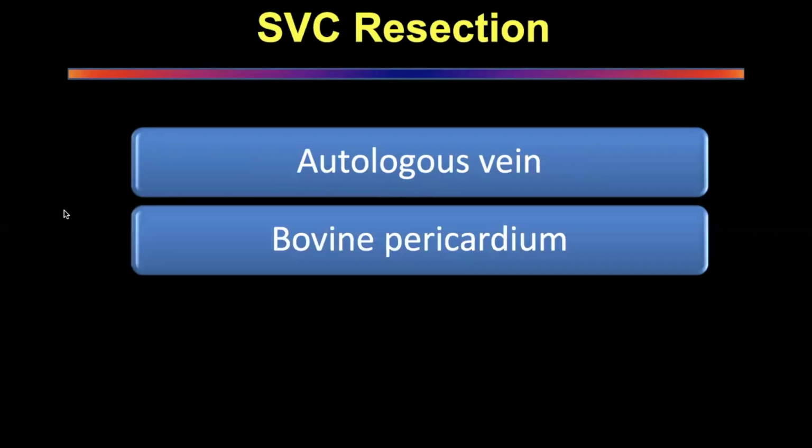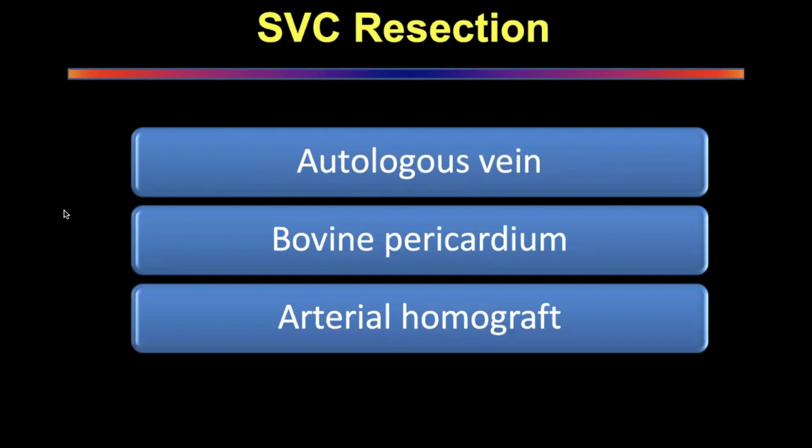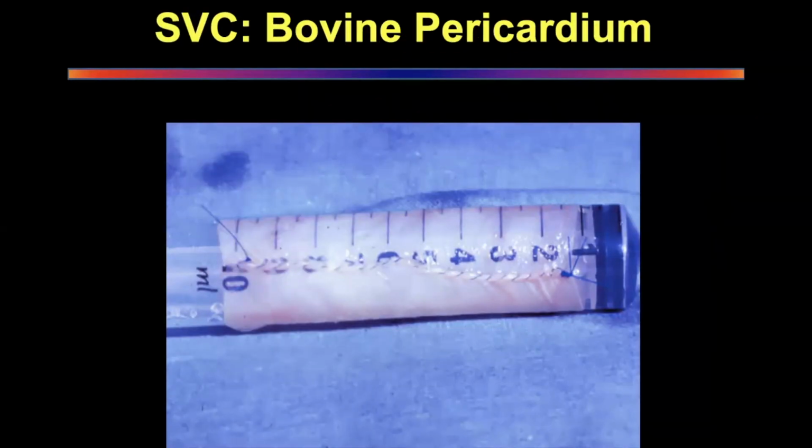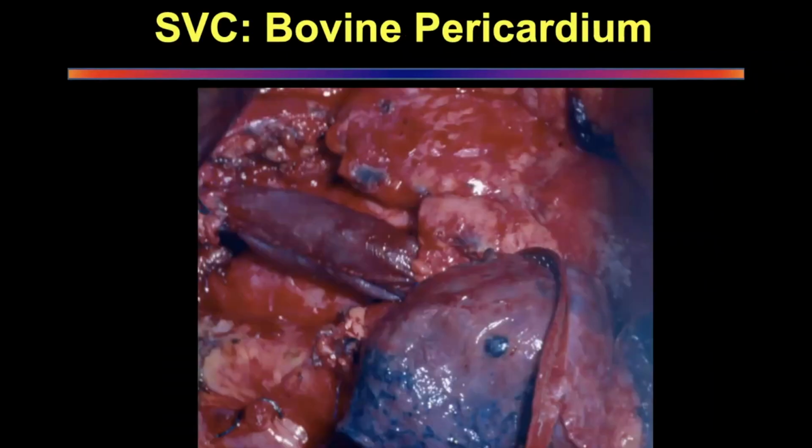Autologous vein can be used. You can use bovine pericardium. You can use an arterial homograft, or you can use a PTFE vascular patch. It just depends on whatever extent of resection that you have done, and also depends on what is available at that time in your theater. So this is how some of those techniques are done.